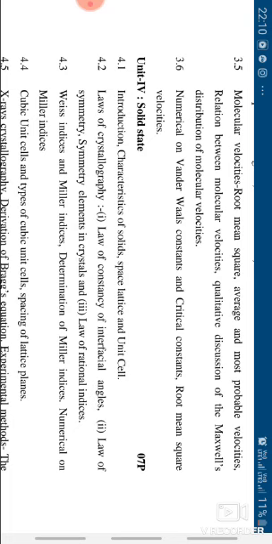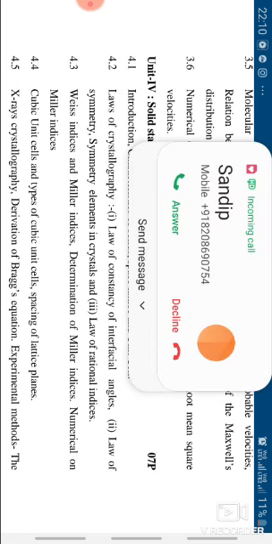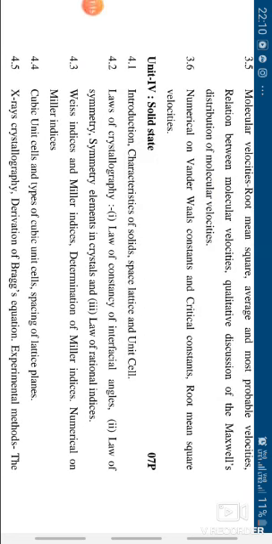So anyway, the next is Unit 4, that is solid state. In this we will study the properties of solid materials, and in that first we will see introduction, characteristics of solids, then we will see various types of solids, that is amorphous solid, crystalline solid, and the basic terms involved in the solid state chemistry.